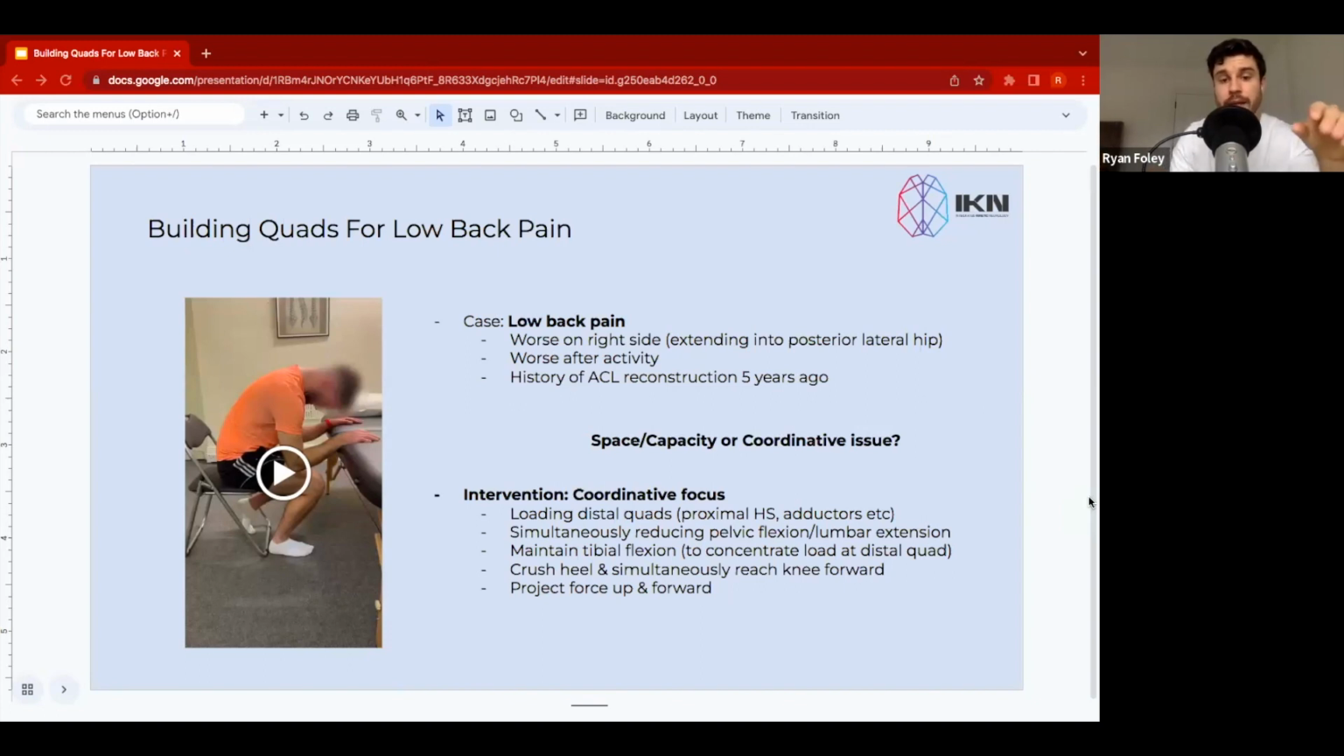So this client had a current experience of low back pain, which was worse on the right side. And when it became worse, it extended into the posterior lateral hip on the right side. And it was primarily worse after activity.